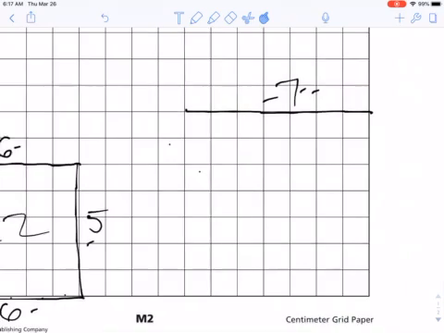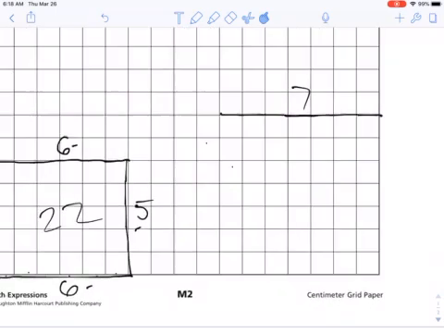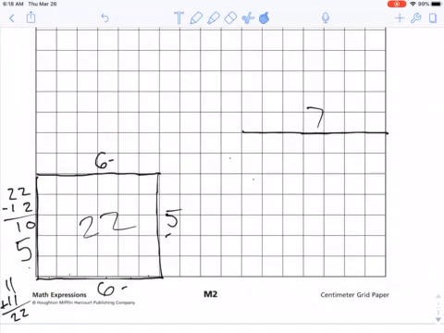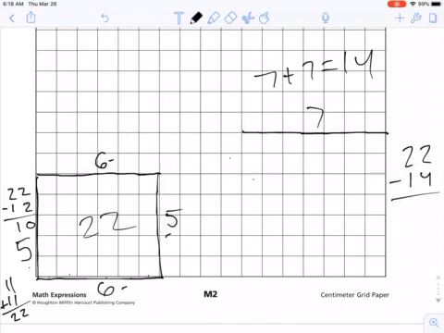Now remember, my top is 7. If my top is 7, my bottom is 7. I have to get to 22. And I know that 7 plus 7 equals 14. I have to get to 22. How much more do I need? Well, I can do 22 minus 14. Well, I can't do 2 minus 4, so I have to do some trading, borrowing. My 2 turns into 12 ones. 12 minus 4 is 8. Oh, I need 8 more.